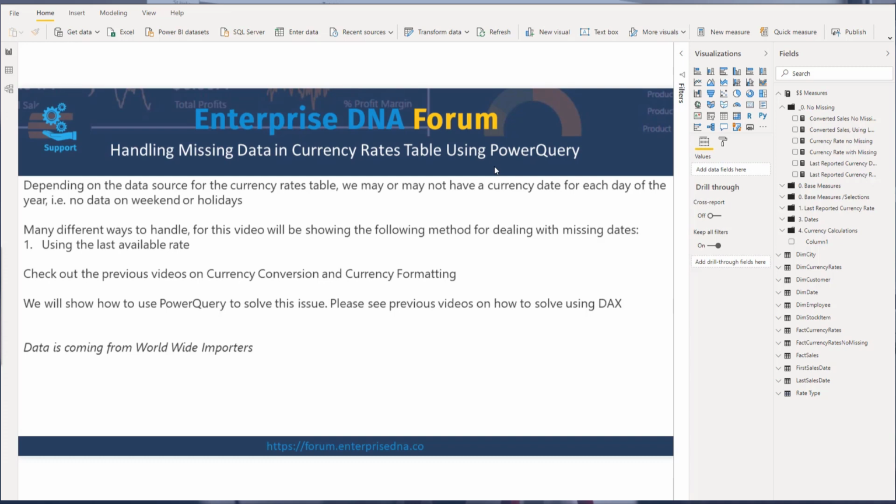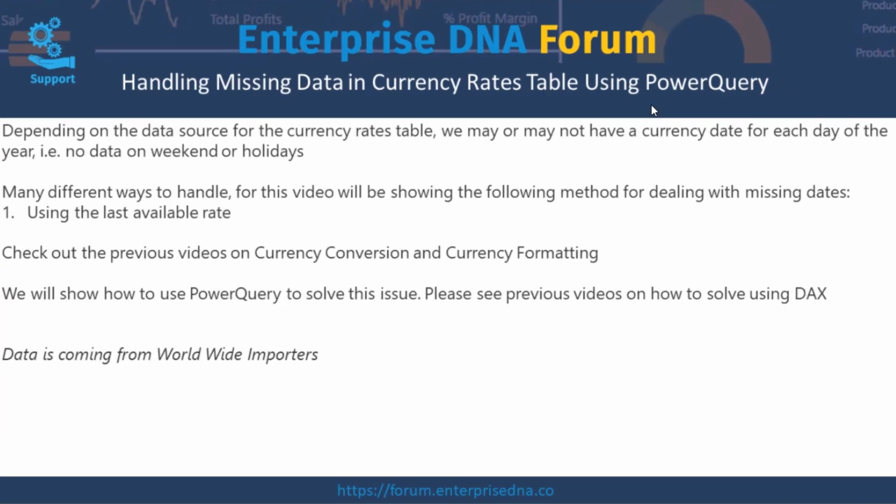The problem we're trying to solve here is if your currency rates table for whatever reason doesn't have a currency rate on every single day. This can occur if your data table doesn't have data for holidays or weekends or whatever reason. The issue with that is we have, in this example, sales on every single day. So if we do not have a rate on that day and we don't account for it, when we convert any sort of metric, say total sales, it will not be converted.